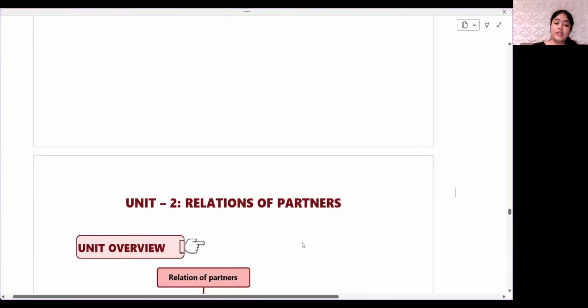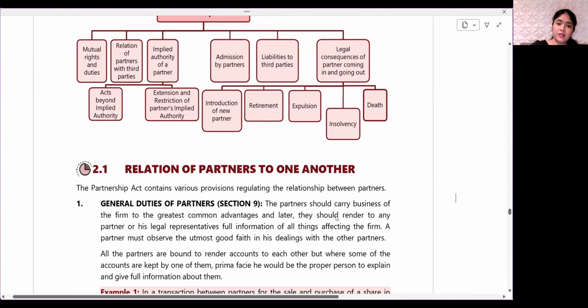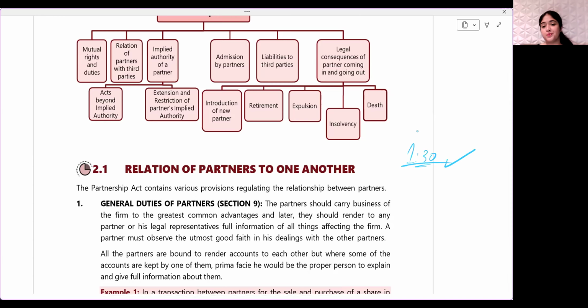We'll resume with relation of partners. I guess that's a huge unit. So we can cover the entire 2 units today and then go ahead. Right. So 1:30 we'll resume our class. 1:30 we'll start with unit number 2. You can join from the same link. I'll put the message in the group at 1:30 that we are starting the lecture.